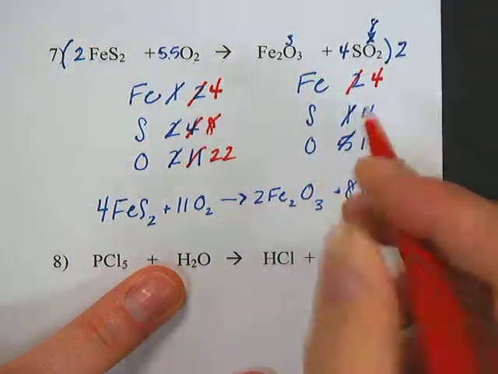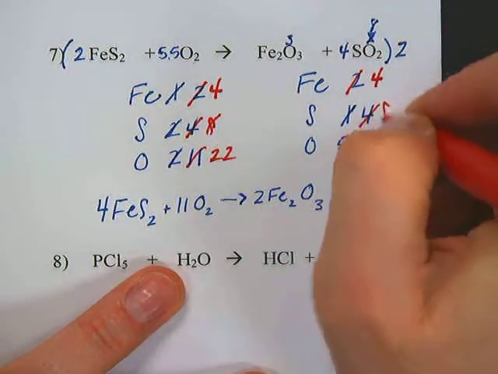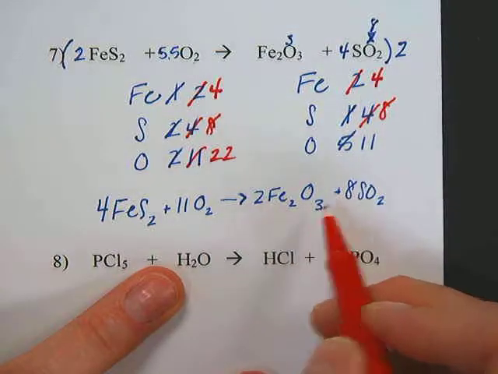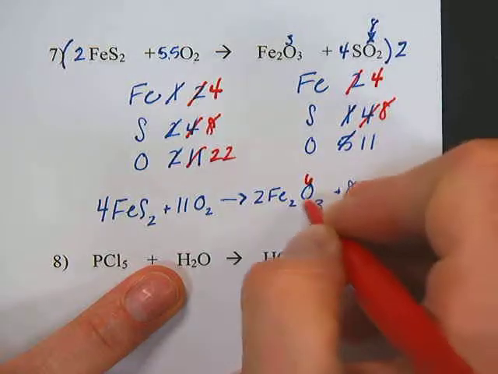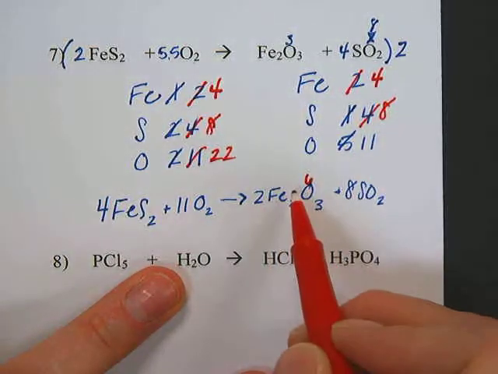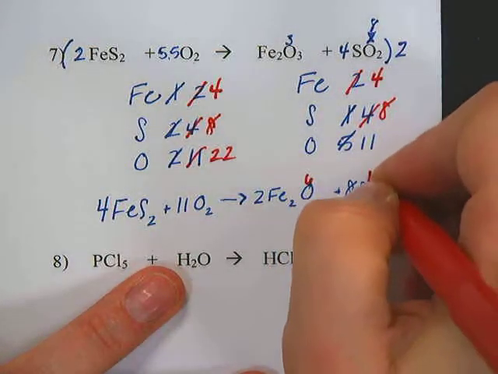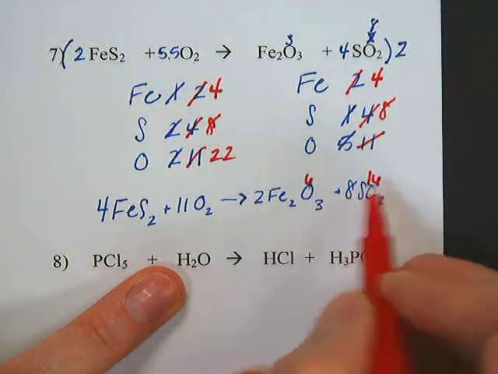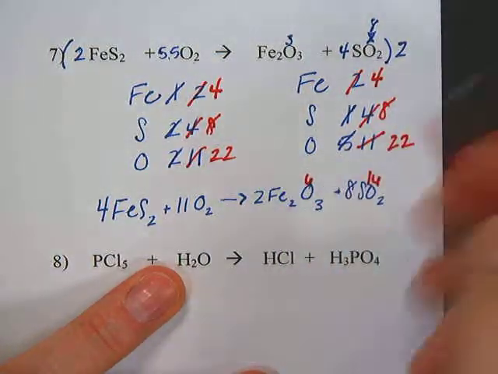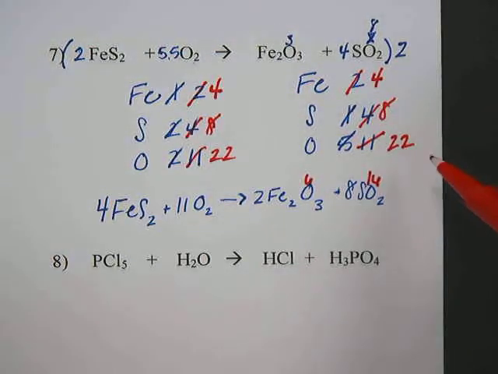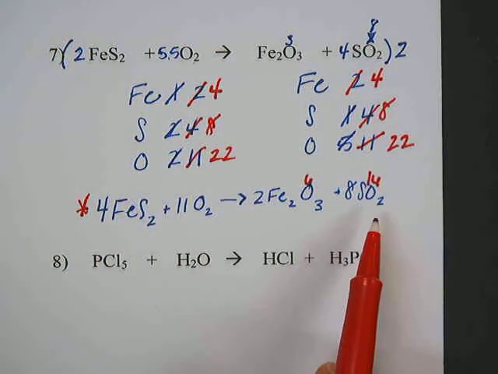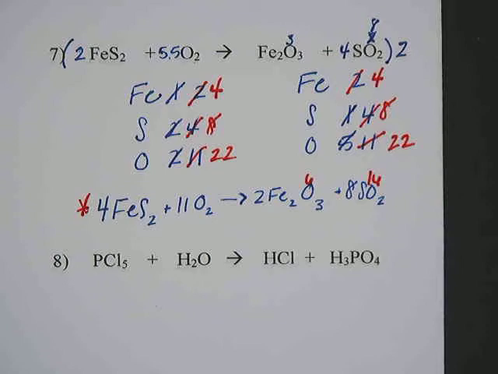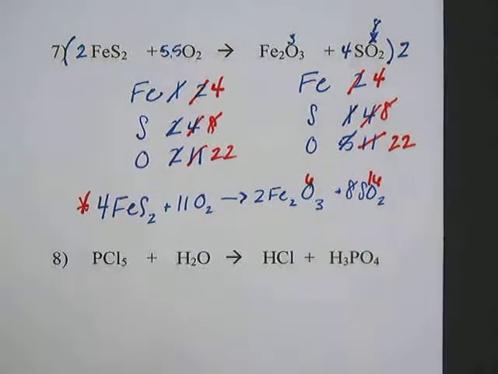And over on the product side, we have 4 atoms of iron, 8 atoms of sulfur, and then again, we have to figure out the oxygen. So we have 2 times 3 is 6 atoms of oxygen in this molecule, and 8 times 2 is 16. So if you add 16 and 6, that is 22 atoms of oxygen on the product side. So now you can see that it's balanced. So this is what your balanced chemical equation would look like.